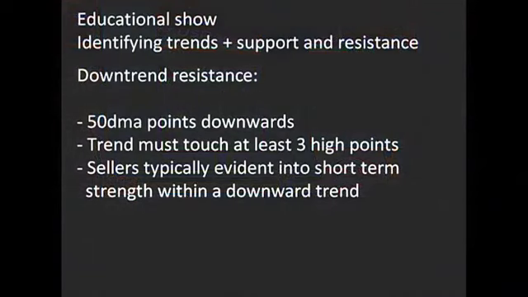And I guess that's where we come into the point now of talking about downtrends. Okay. And how do you identify a downtrend and how do you trade a stock that's in a downtrend? So here we're looking at the similar points to what we've done, but it's all in reverse. So you've got a 50-day moving average that is pointing downwards. The trend must touch, again, at least 3 points, but now you're joining the highs in the case of a downtrend. And your sellers typically are evident into strength in a downward trend.